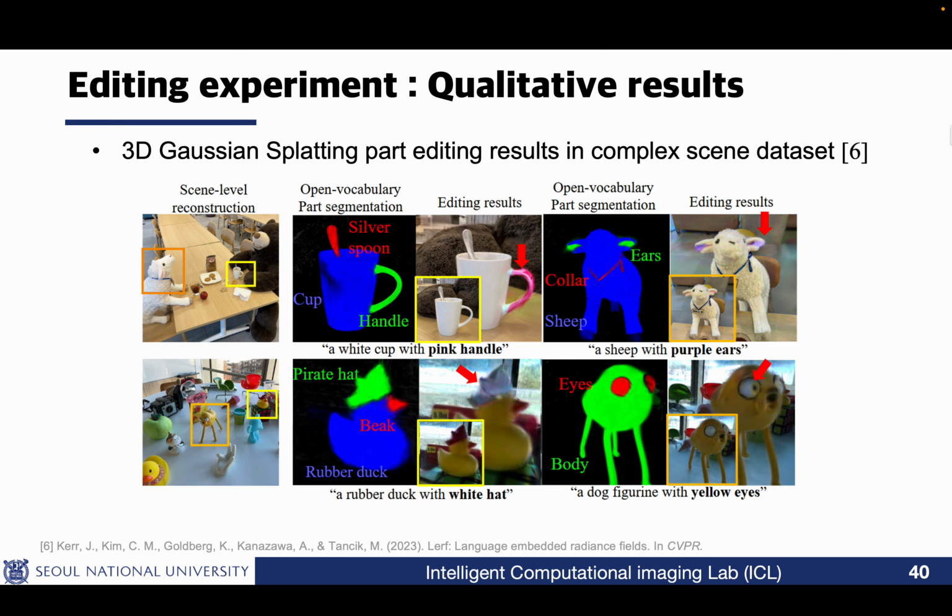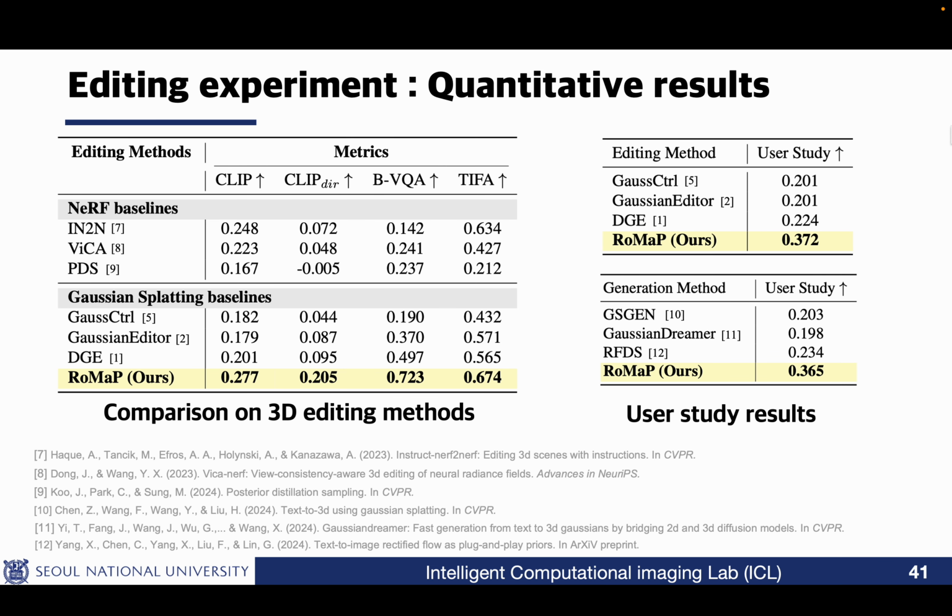As you see in this picture, we can change the color of a mug into pink, or we can change the pirate hat into a white one. And we compare our method with a NeRF-based baseline and a Gaussian splatting-based baseline, and also with a generative method. And as you see in this table, our method shows the best performance among all.